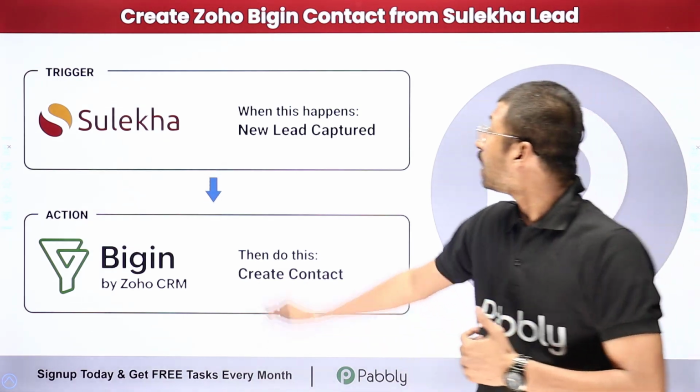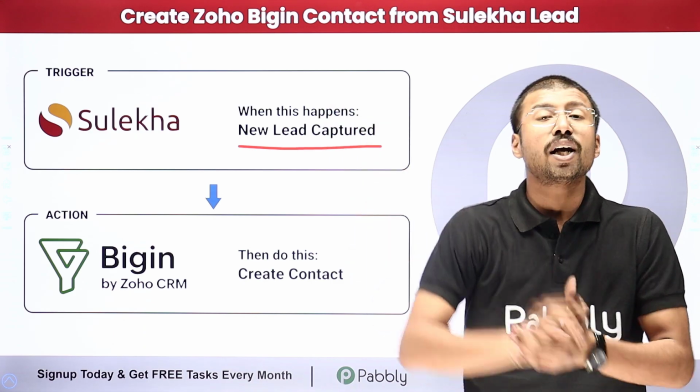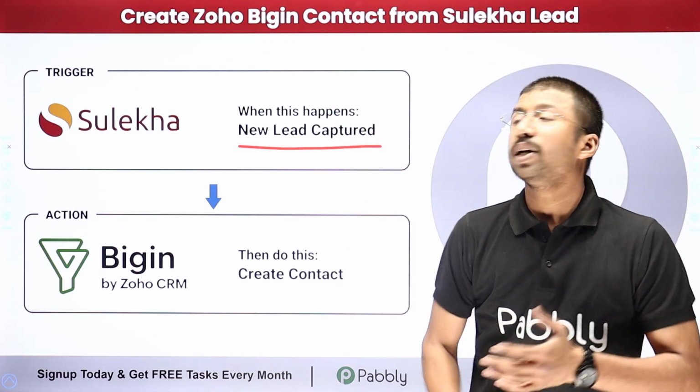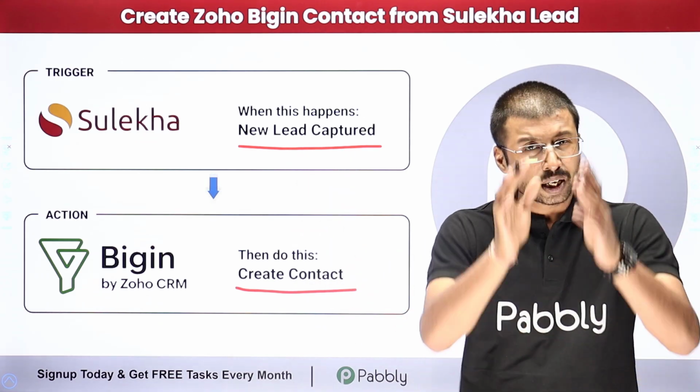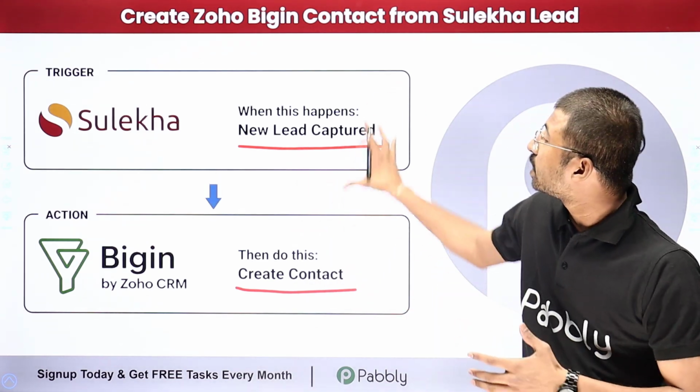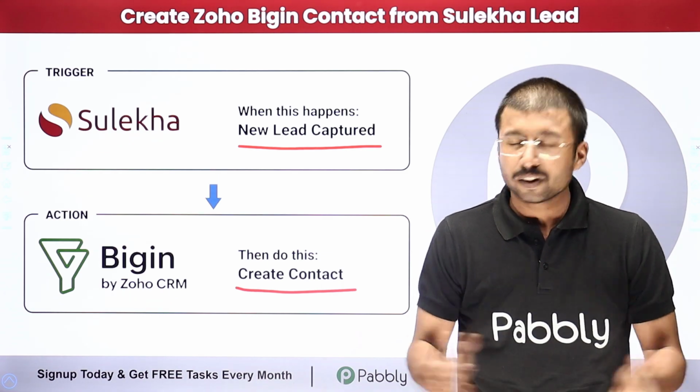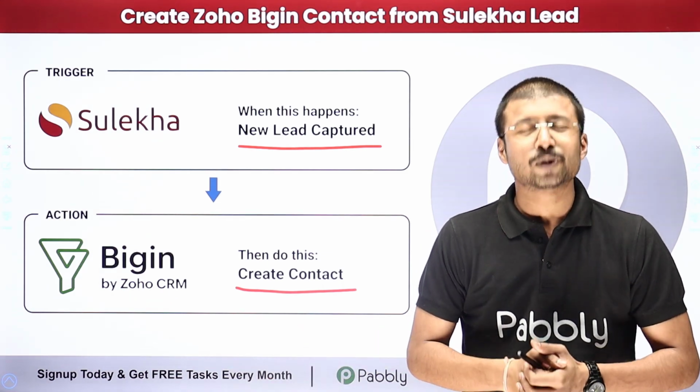In this automation, as a new lead is captured in your Sulekha account, automatically with the same details, that lead will be added as a contact in your Zoho Bigin CRM. Now, if you want to learn how you can set up this complete automation all by yourself, for that you just have to come with me to my screen.